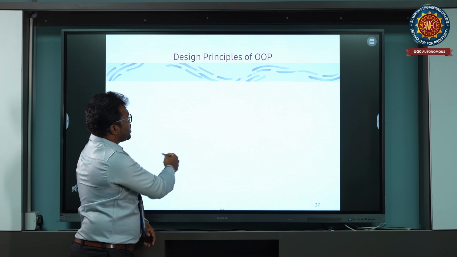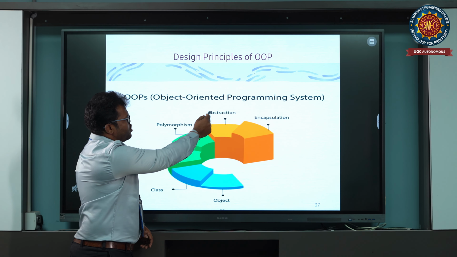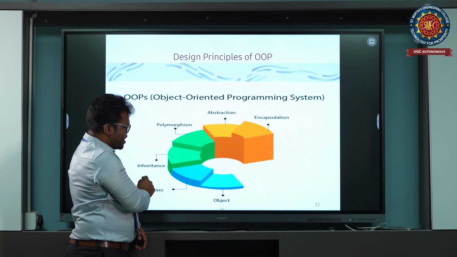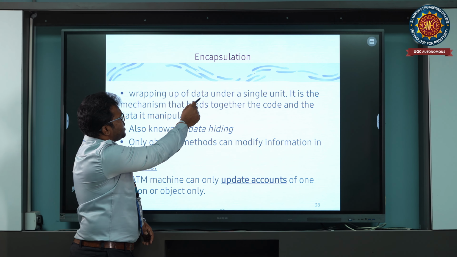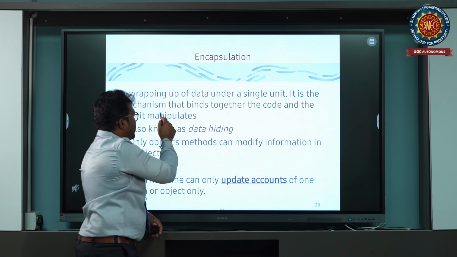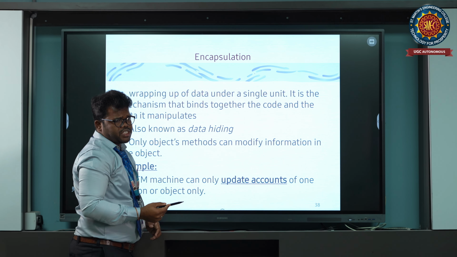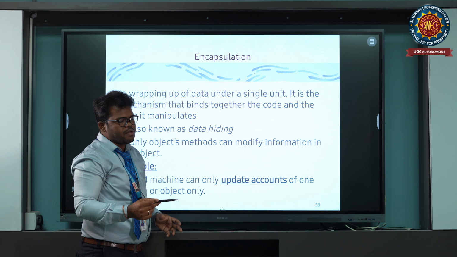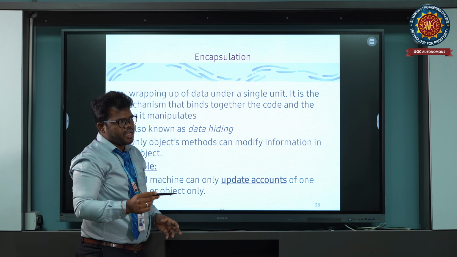Then design principles of the OOPS. These are the design principles of the OOPS: abstraction, encapsulation, polymorphism, inheritance, class, object. Encapsulation is the wrapping up of data under a single unit. It is the mechanism that binds together the code and the data it manipulates. For example, in a tablet or capsule, the capsule holds a combination of the tablets.